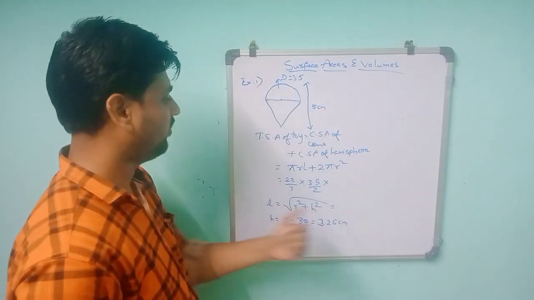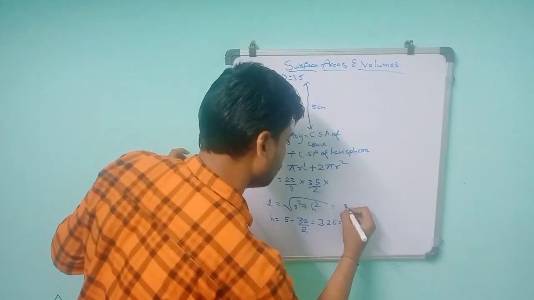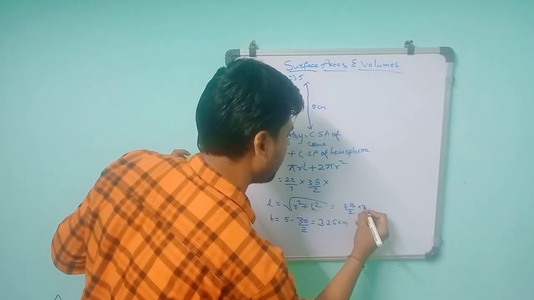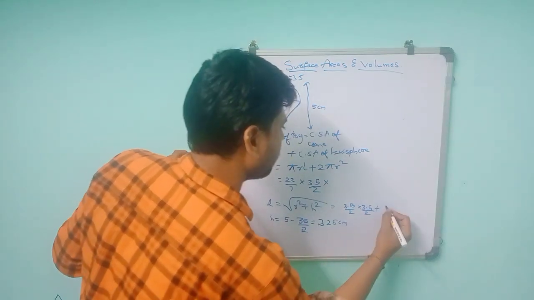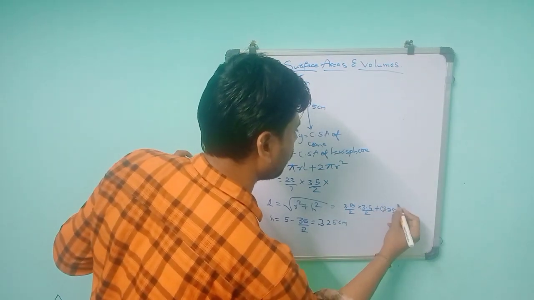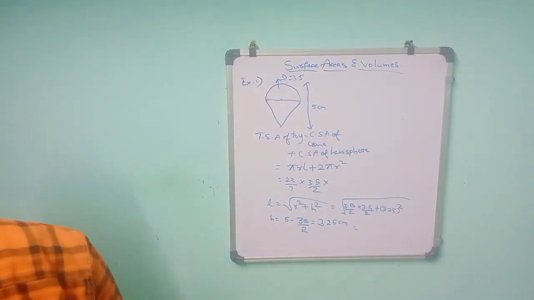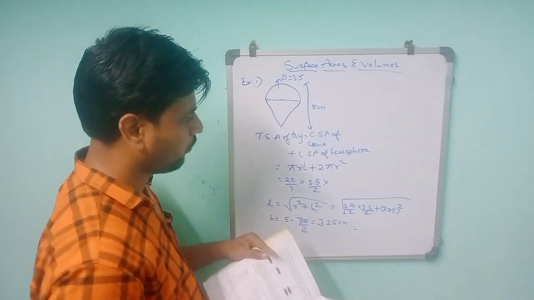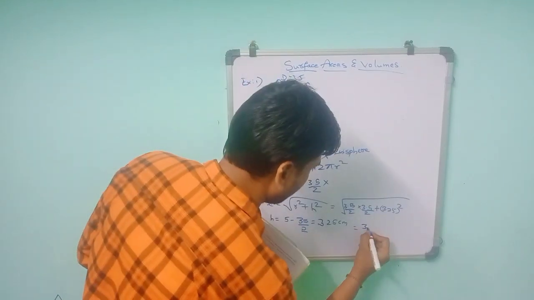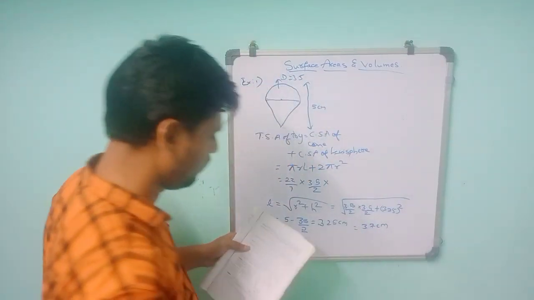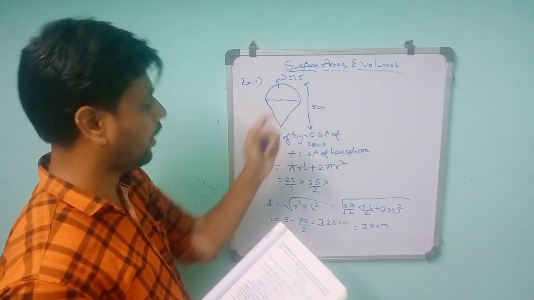Then r square plus h square. So the slant height l is equal to root of r square plus h square. So r square we know, 3.5 by 2 into 3.5 by 2, plus 3.25 whole square. So it is 3.5 by 2 whole square plus 3.25 whole square. If you calculate this one, you will get approximately 3.7 centimeter. 3.5 by 2 is the radius because the diameter is given.